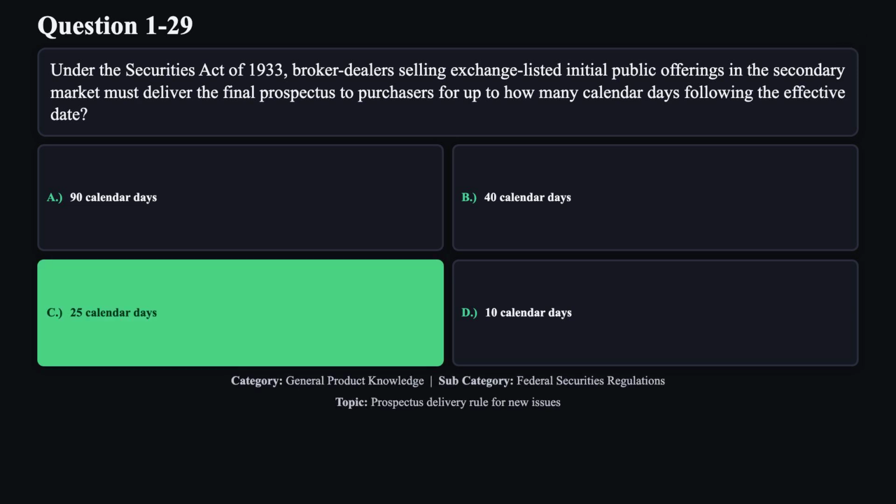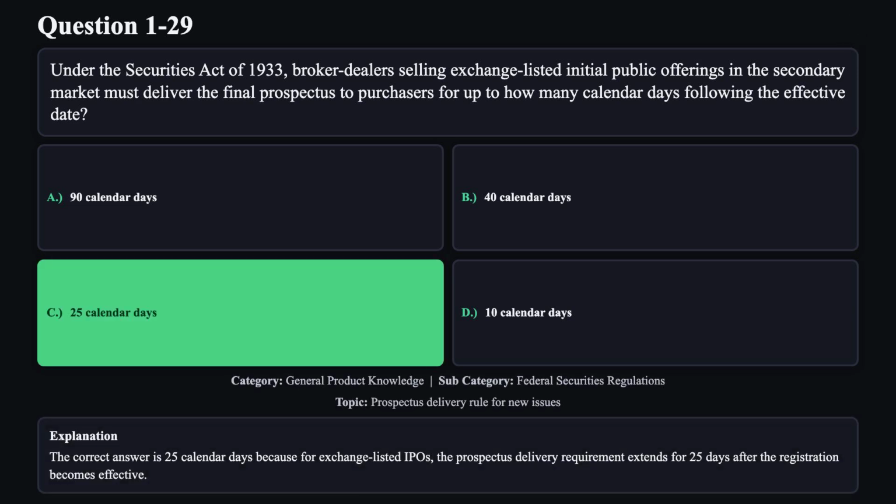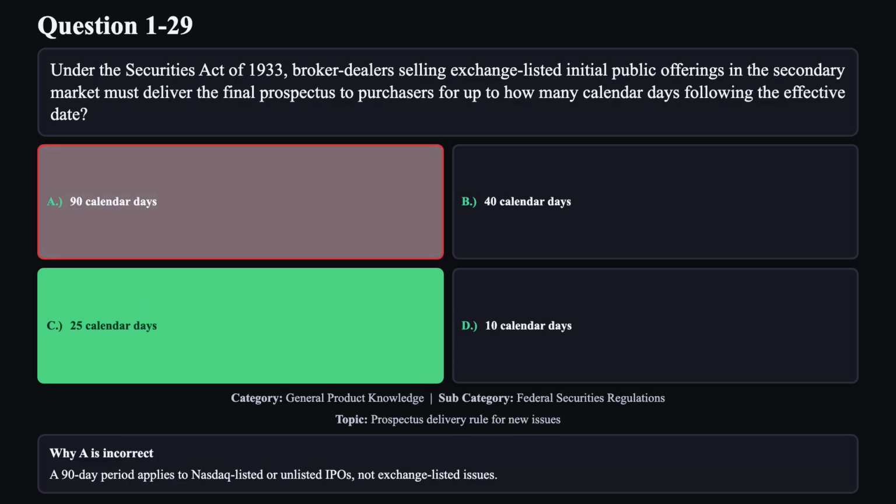The correct answer is C. The correct answer is 25 calendar days because for exchange-listed IPOs, the prospectus delivery requirement extends for 25 days after the registration becomes effective. Reason A is not correct. A 90-day period applies to NASDAQ-listed or unlisted IPOs, not exchange-listed issues.